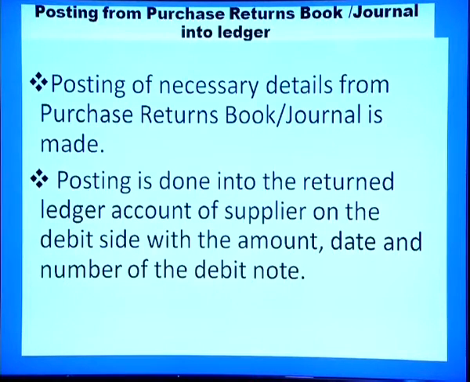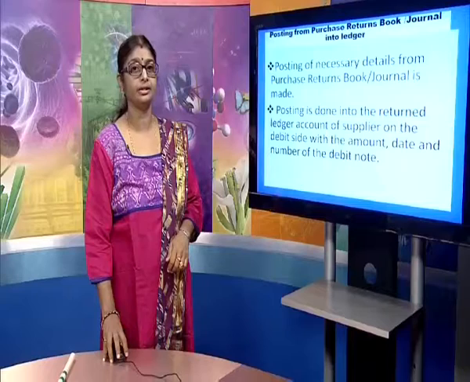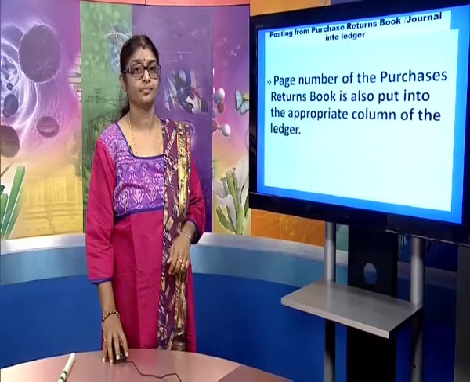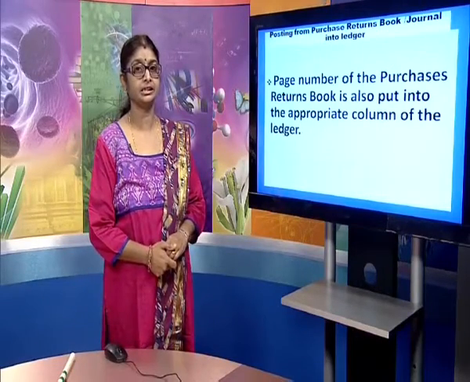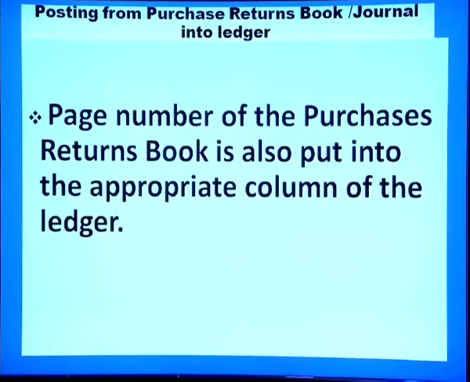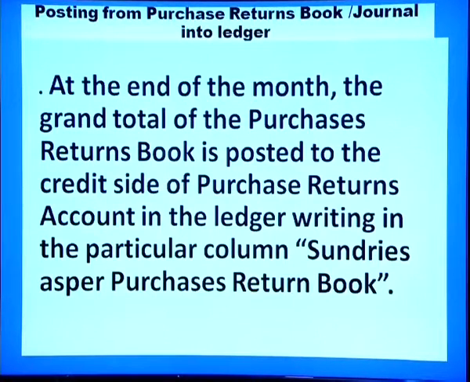of the supplier on the debit side with the amount, date and number of debit note. Page number of the purchase returns book is also put into the appropriate column of the ledger. At the end of the month, the grand total of the purchases returns book is posted to the credit side of the purchases returns account. In the ledger, write in the particulars column sundries as per purchases returns book.